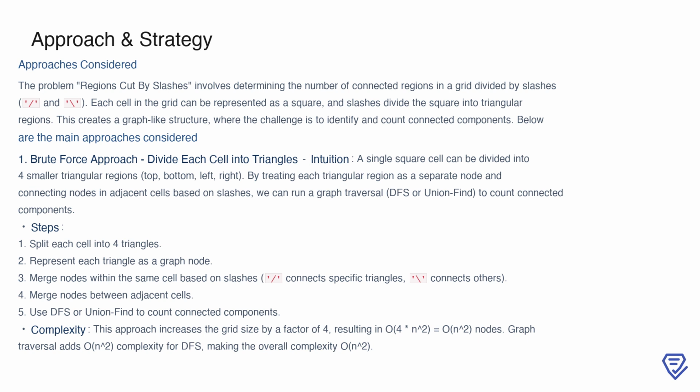Each square is essentially divided into 4 nodes, resulting in n squared nodes, where n is the grid dimension. The graph traversal itself adds an additional O(n squared) complexity, making the overall approach quadratic in nature. This rise in memory usage and computational load presents certain drawbacks, which we'll now address by considering alternative strategies.